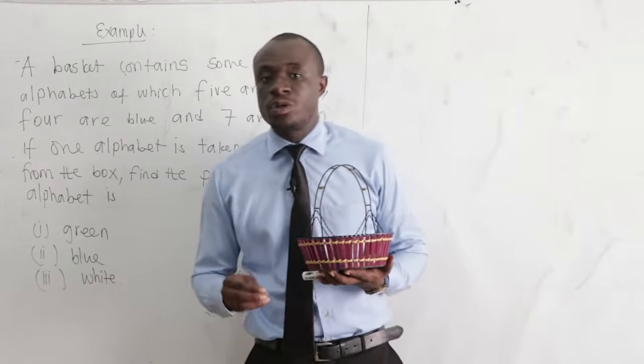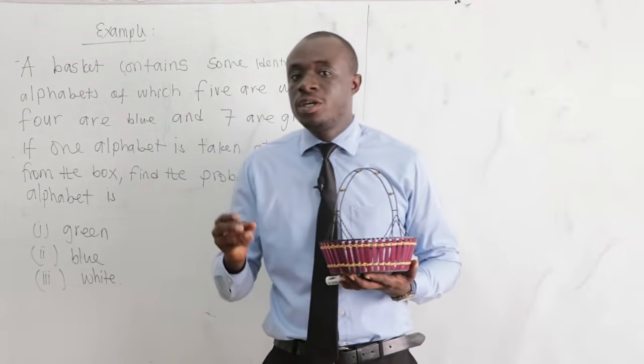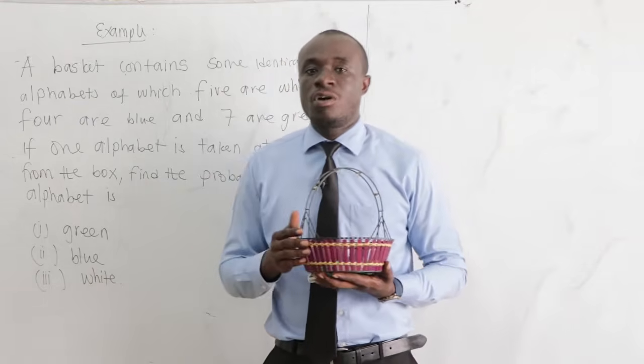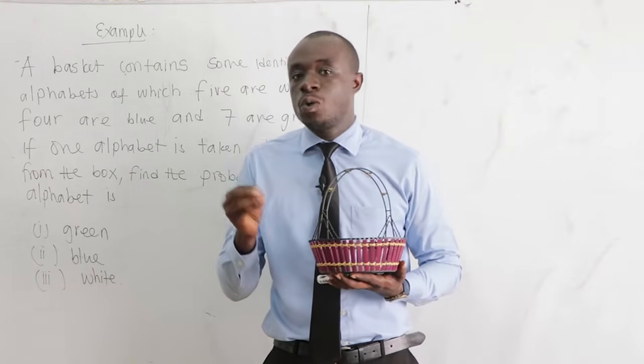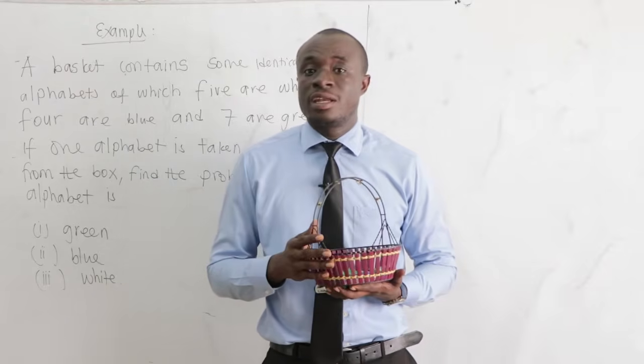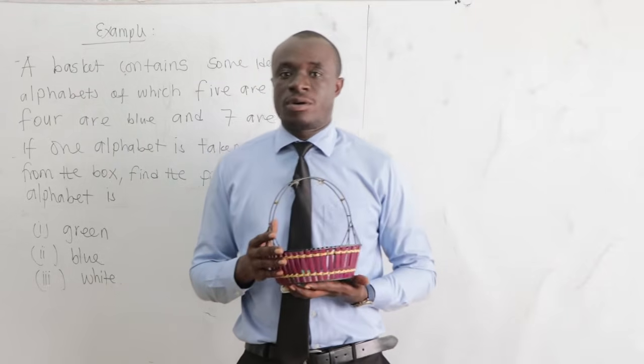Now, probability we know is what? Number of ways in which that particular event can happen, all over the number of ways in which all equally likely events, including that particular event, can occur.